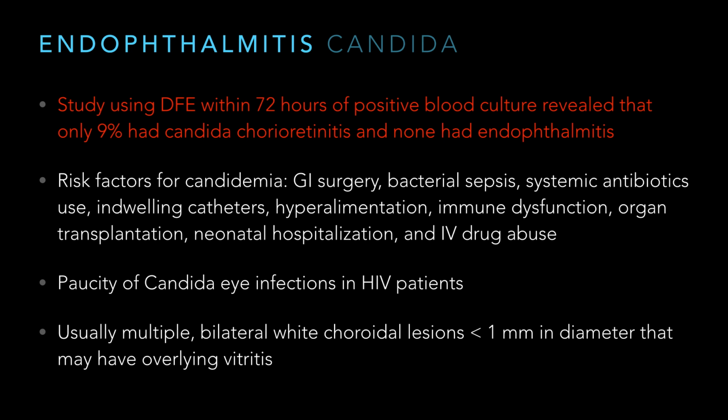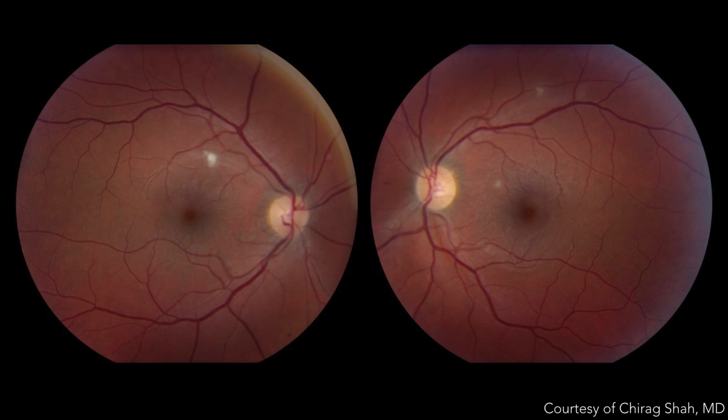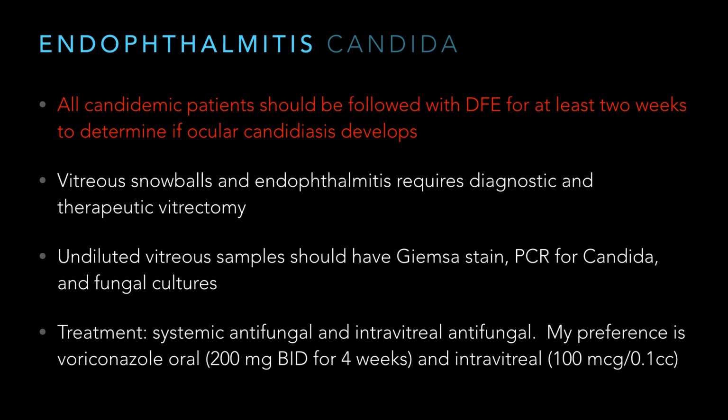Less than 1 millimeter usually in diameter, have overlying vitritis, bilateral. Again, not a super overwhelming picture here. Those are not cotton wool spots. Those are actually candidal chorioretinitis. This is a patient that's 35 years old. Won't go into the details on him, but basically his GI dysmotility ended up with this Candida albicans. So again, I already mentioned that. See them, do it again 2 weeks later.